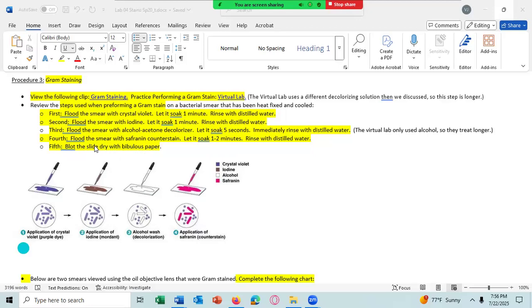And then after that, you wash the slide immediately to remove the decolorizer, and then flood the smear with safranin, letting it soak for 1 or 2 minutes. And then you wash that off and let the slide dry with bibulous paper, and then you can look at it under the microscope.